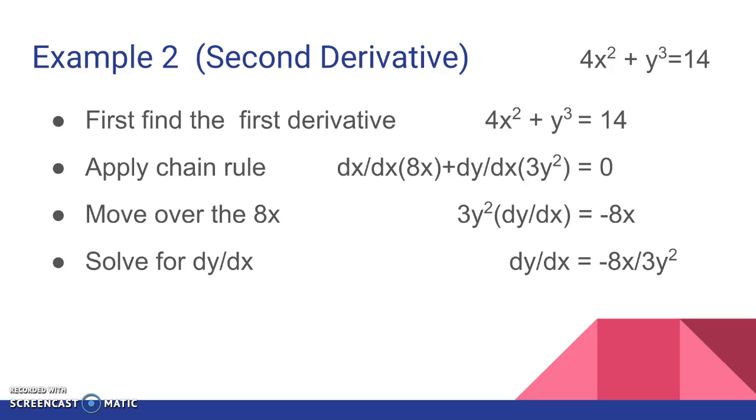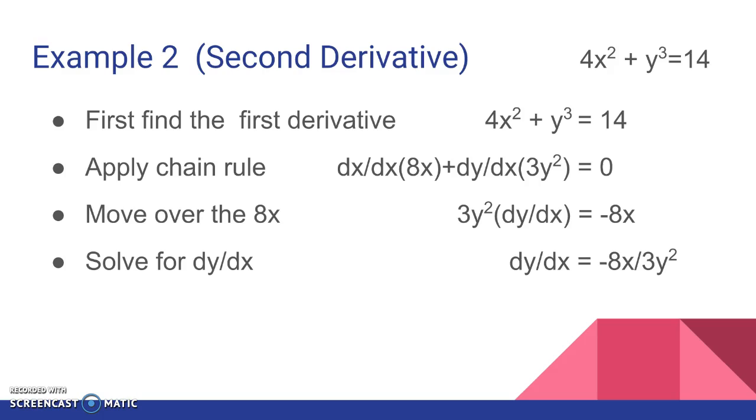Now, we move over the 8x to one side after dx over dx is cancelled out, and you get negative 8x on the other side. And you divide 3y squared over to the other side to isolate the dy over dx. You end up with negative 8x over 3y squared.